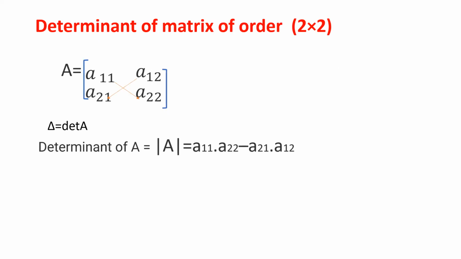Next, the determinant of a matrix of order 2 cross 2. Again, it is also very simple. You just have to move across the diagonals. Firstly, you move from A11 to A22, and then from A12 to A21. A11 into A22 minus A21 into A12 will be your determinant.